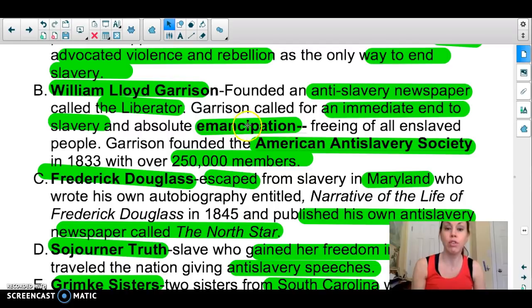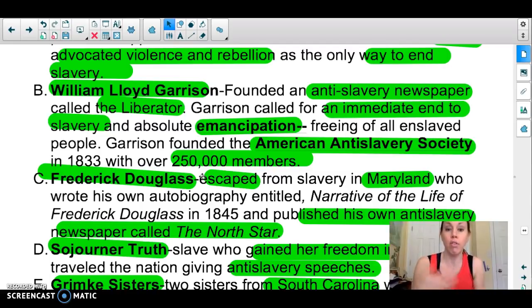This word, your first introduction to it, means the freeing of all enslaved people. So like, boom, they're all freed, and no more slavery exists, okay? So it says Garrison founded the American Anti-Slavery Society. It had over 250,000 members. So a movement to end slavery, American Anti-Slavery Society, with emancipation, freeing all these slaves.